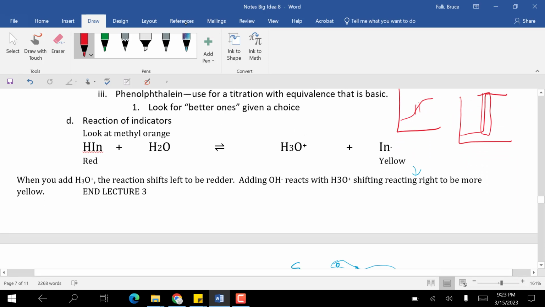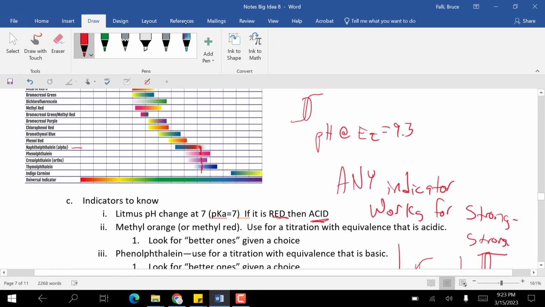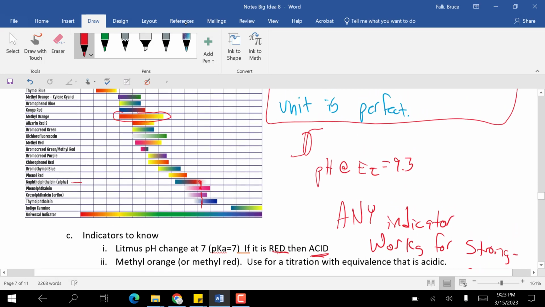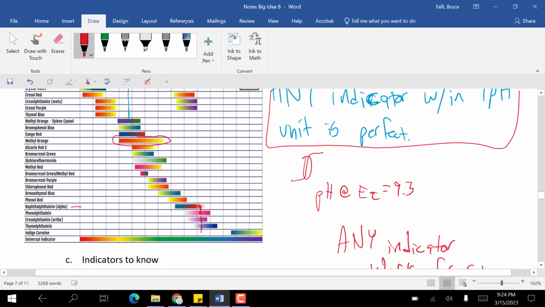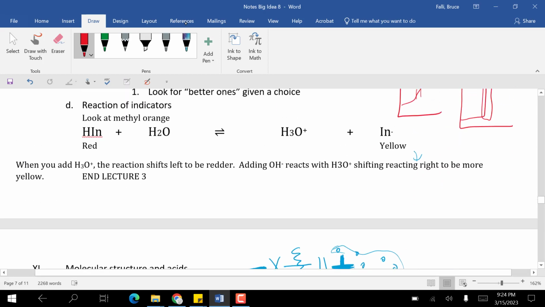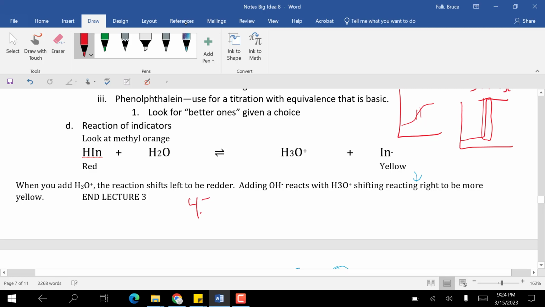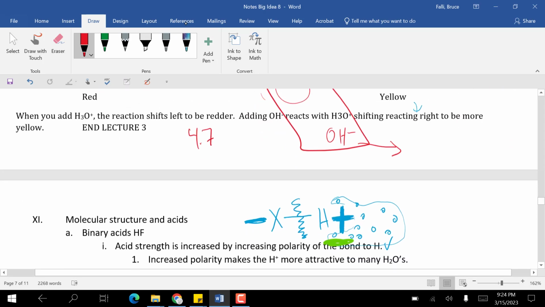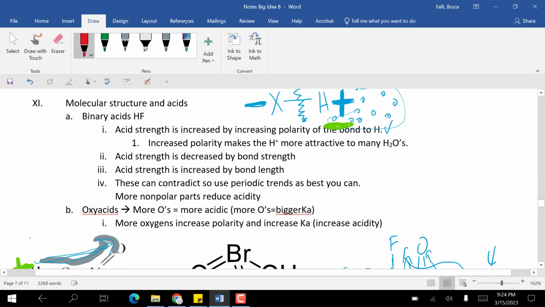Reactions of indicators. Look at methyl orange. The middle of its pH change range is about 4.7. When you add H3O positive, I'm adding something on the right, so it would shift to the left and it becomes redder. If I add OH negative, it would steal H3O positive, shifting the reaction to the right, and it becomes yellower. That's it. We didn't get that far, so that was the 3 minutes we missed on the last one.